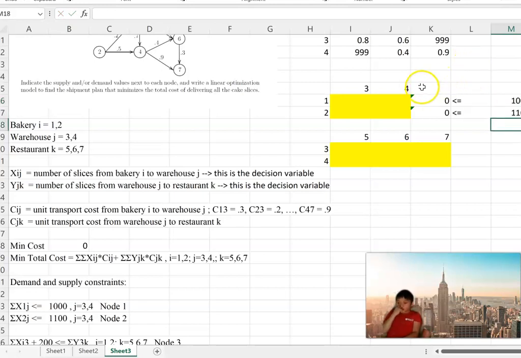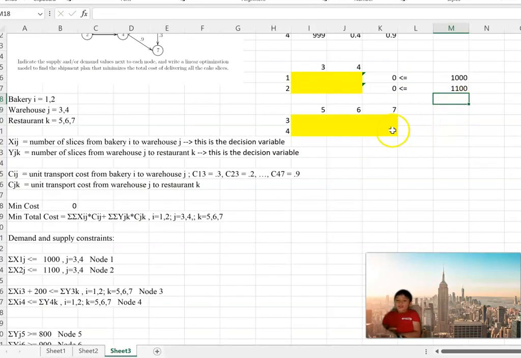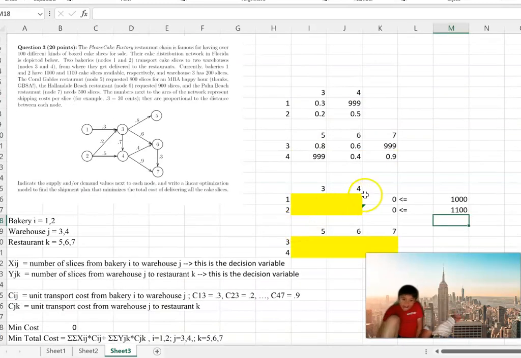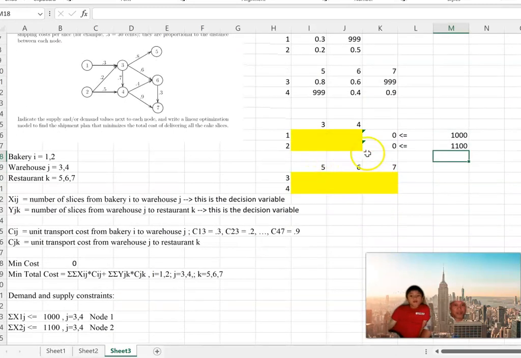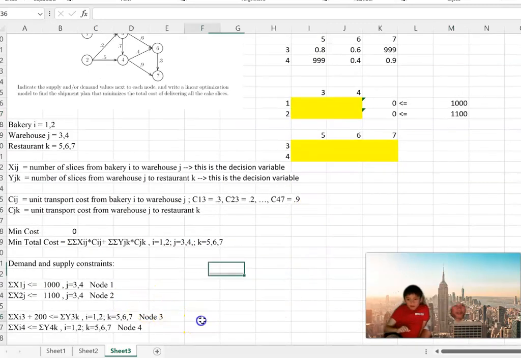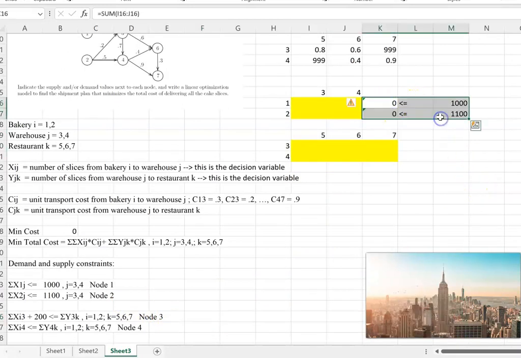I'm going to make it smaller. Now this one here says everything that comes into 3 plus the 200 that it has. So where's that? Everything that comes into 3. This one here. This is everything that comes into 3, right? So I'm just going to simply move this here. I'm going to move this here.